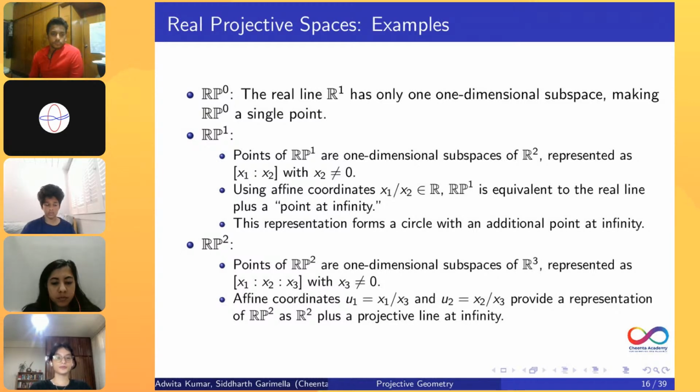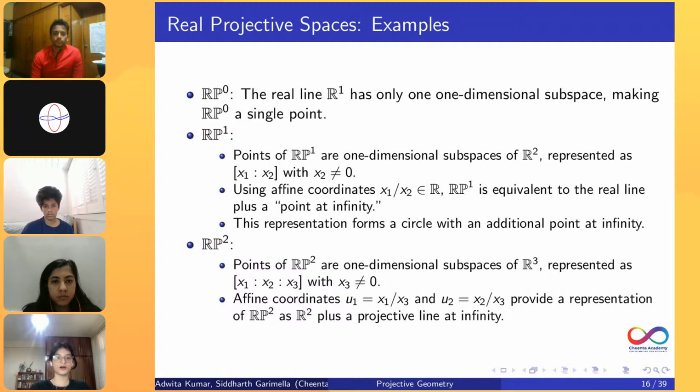All right, so real projective spaces, the examples. RP^0: an example of this is the real line R^1. It has only one one-dimensional subspace, making RP^0 a single point. RP^1 has the following example.